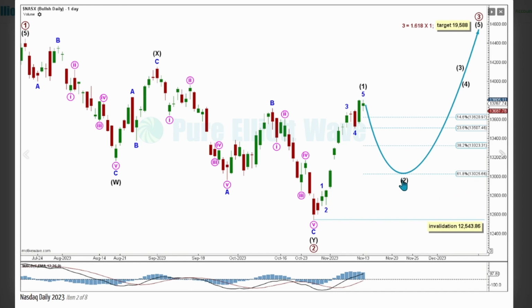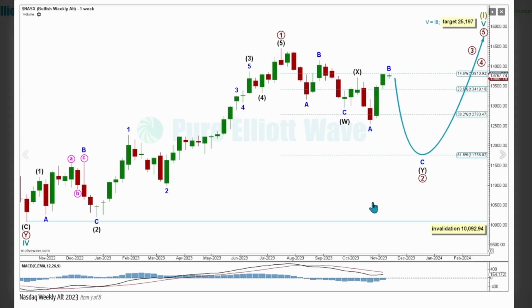13025.66. If this target is reached and price continues lower, intermediate wave 2 cannot move below the start of intermediate wave 1 at 12543.86. Once intermediate wave 2 is labeled complete, we expect increased upwards movement for overlapping third waves at intermediate and primary degrees.